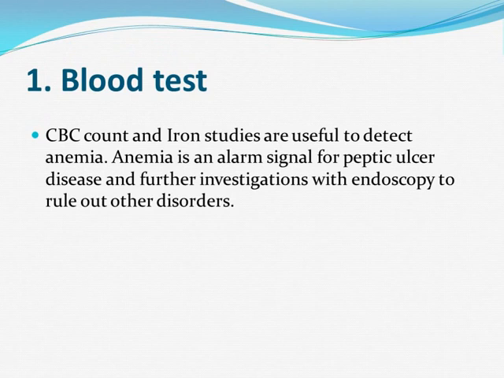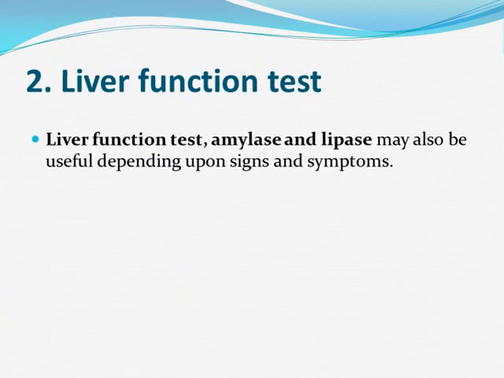First, blood test. CBC count, also known as complete blood count, and iron studies are useful to detect anemia. Anemia is an alarm signal for peptic ulcer disease, and further investigations with endoscopy are needed to rule out other disorders. Second is liver function test. Liver function test, amylase and lipase may also be useful depending upon signs and symptoms.